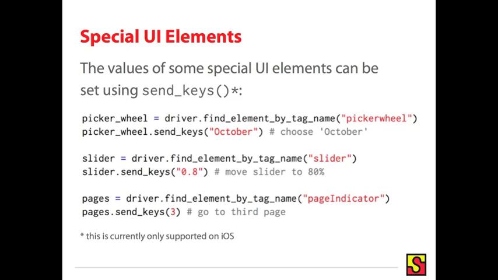Finally, iOS also has the concept of a page indicator, which lets you swipe left and right between different views. Maybe it's a set of pictures or something else. So if we have an element in Appium that represents one of these page indicators, we can use send keys with the index of the page that we want to move to, and the app will navigate to that page automatically. So these are really useful shortcuts for using in your tests so that you don't have to use gestures in order to swipe and scroll your way to the right value.